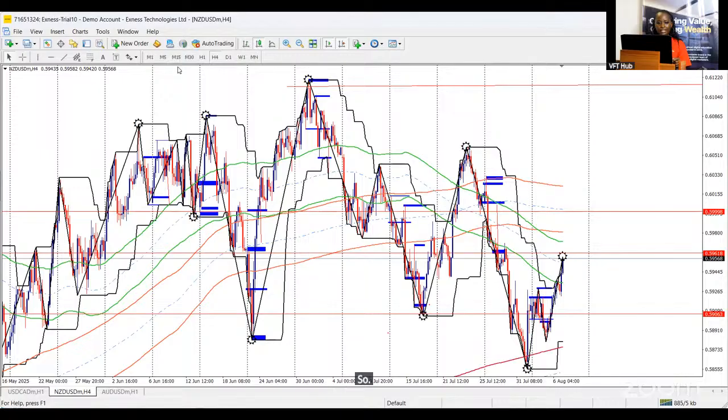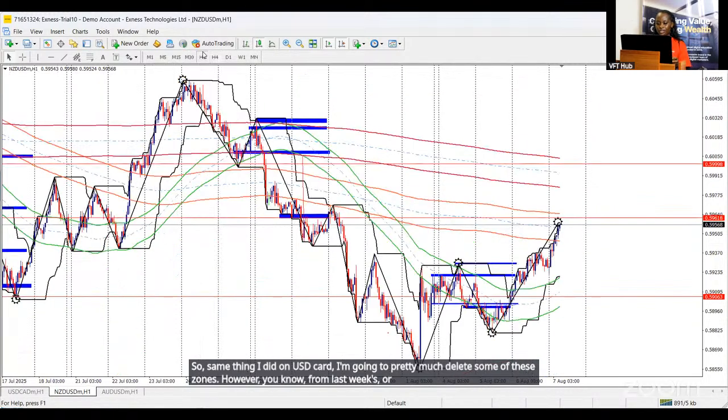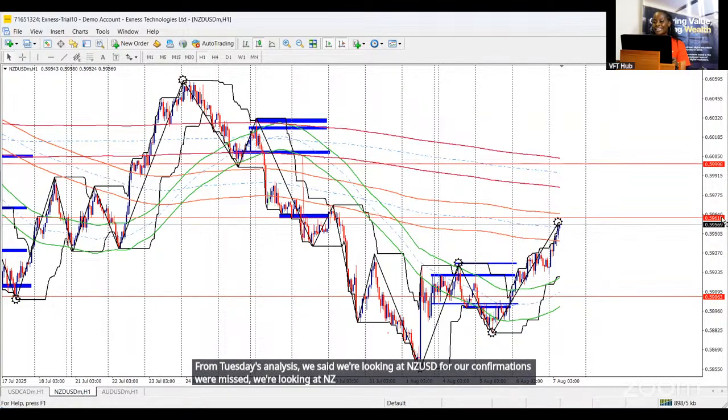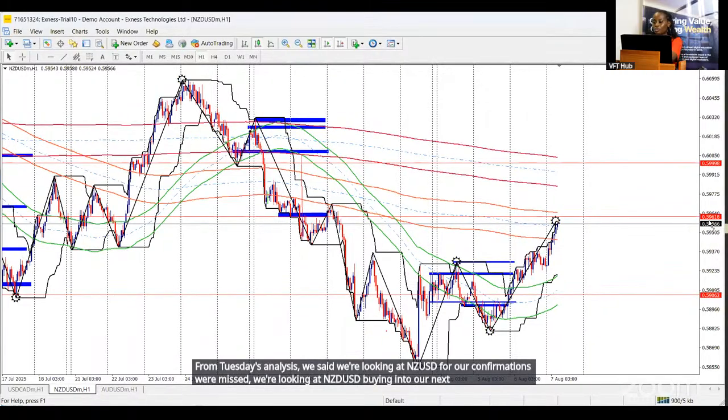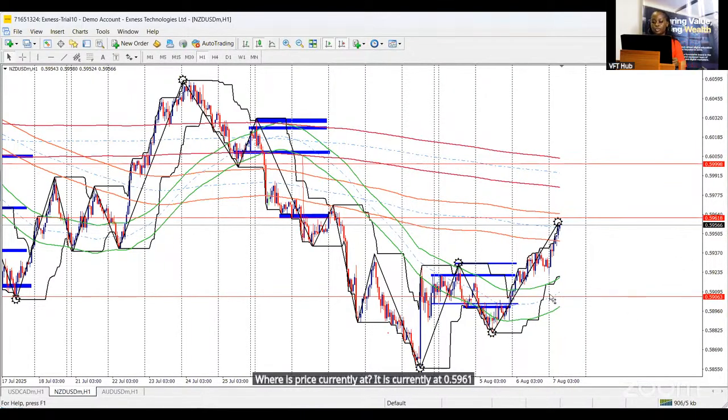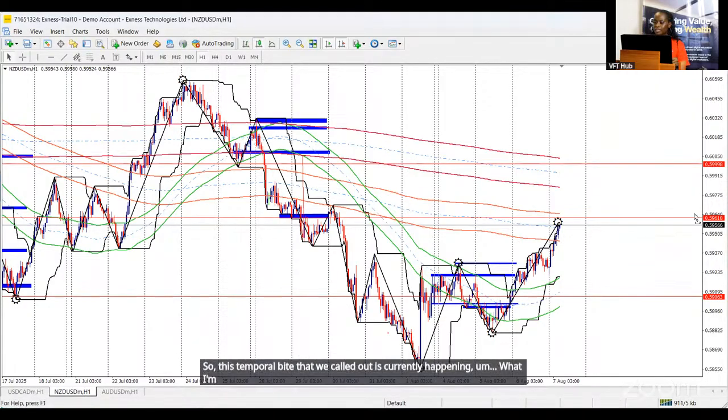So same thing I did on USD CAD. I'm going to pretty much delete some of these zones. However, you know, from Tuesday's analysis, we said we're looking at NZD-USD. If our confirmations were met, we're looking at NZD-USD buying into our next POI, which is 0.59618. Where is price currently at? It is currently at 0.59618, right? So this temporal buy that we called out is currently happening. But I'm going to again delete this for the sake of those who did not join on Tuesday.